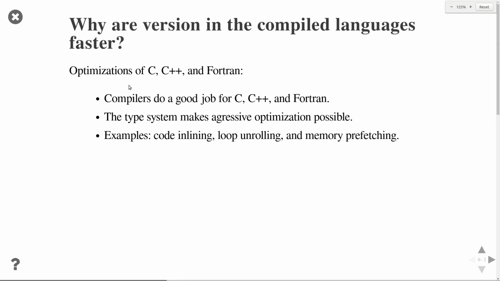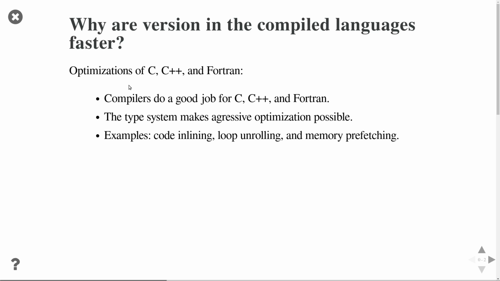So why is it that these compiled languages are so much faster? The reason is that when you compile in advance, you can do various optimizations that Python can't do. And these compilers, the C, C++, and Fortran compilers, have been around for quite a few decades, and they've been optimized over these decades to produce code that is as fast as possible.